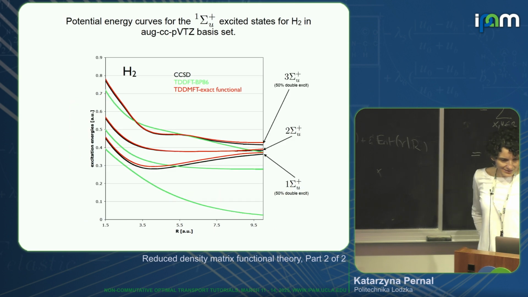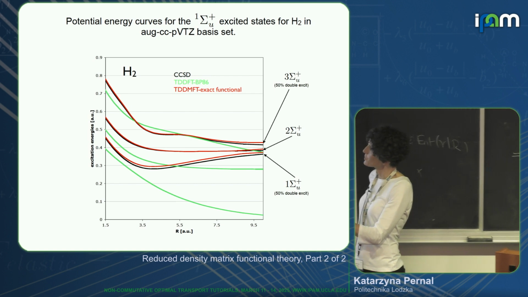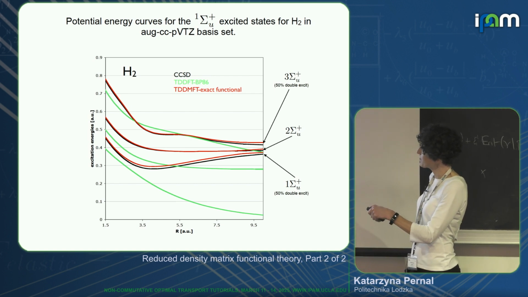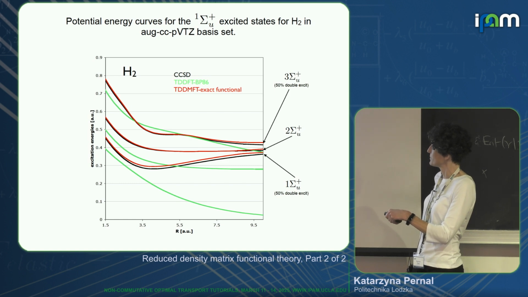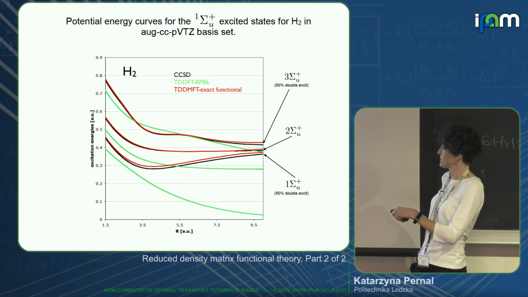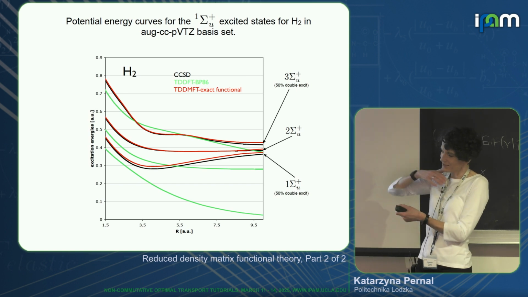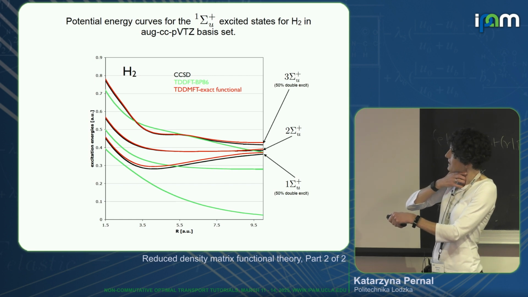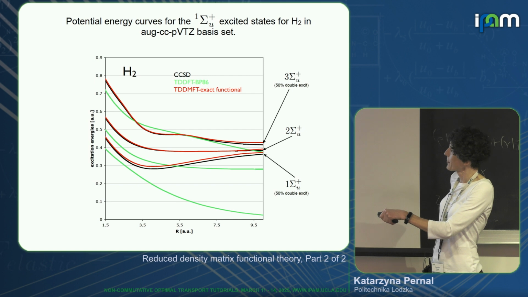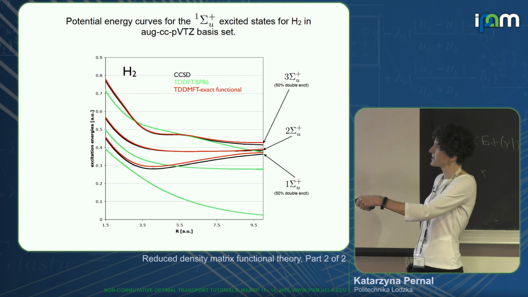So, for example, it's still H2. But now we are looking at excited states of a different spatial symmetry, sigma u. So it's a different family of excited states, right? And here the agreement is quite nice along the whole x-axis. We stretch the bond and we are still very close.